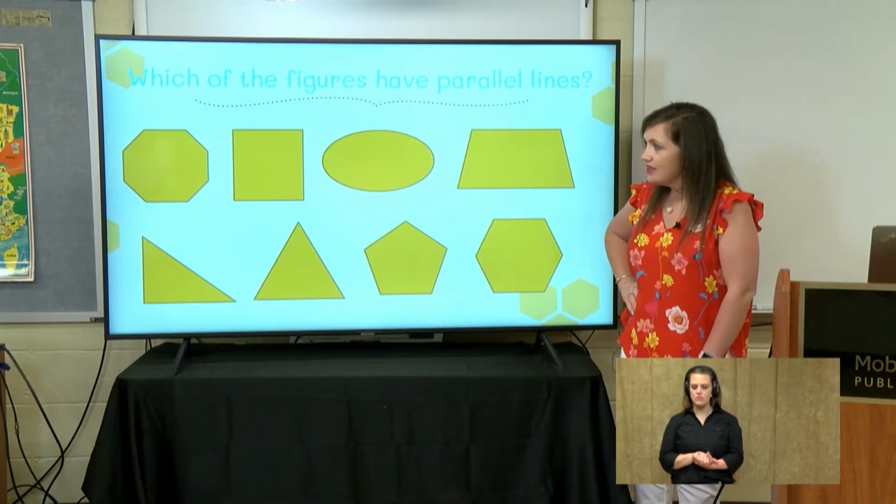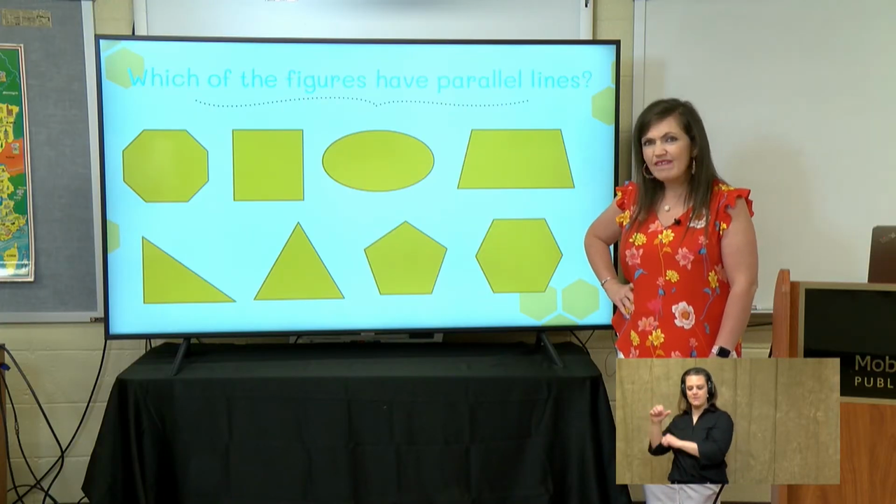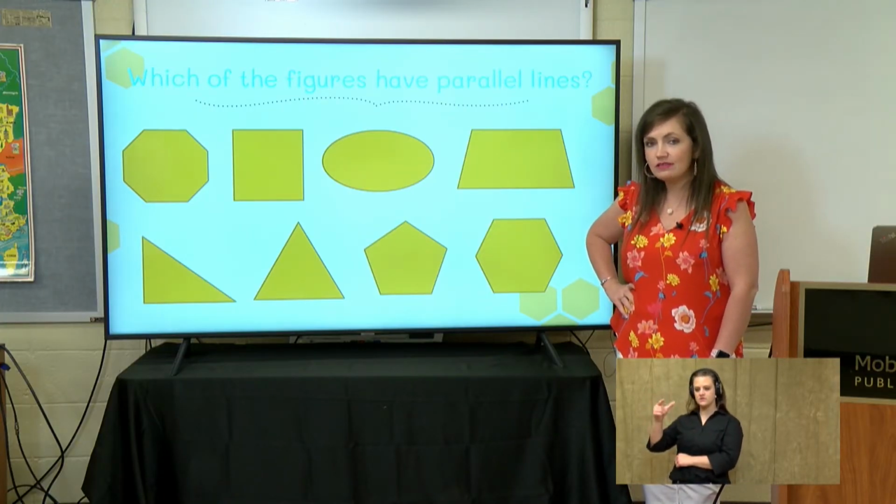Now, let's talk about how to classify shapes with different attributes like parallel lines. Remember, we talked about what parallel lines were on Monday. Those are a set of lines that go on in each direction, and they're never going to cross, never going to meet, never going to intersect. So let's look at that first shape over there. All right, that octagon, does it have any parallel lines?